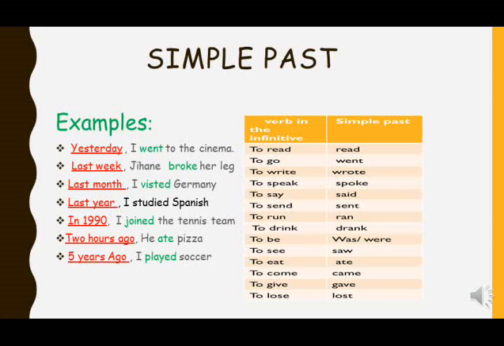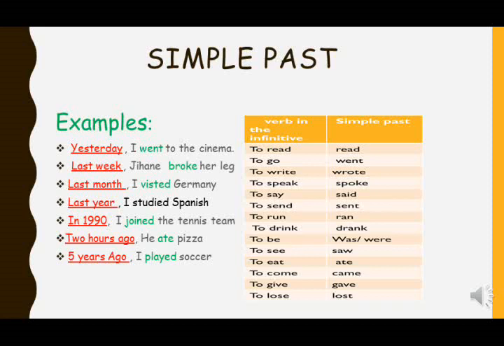Here we move to some simple past examples. Yesterday, I went to the cinema. Last week, Jihan broke her leg. Last month, I visited Germany. Last year, I studied Spanish. In 1990, I joined the tennis team. 2 hours ago, he ate pizza. 5 years ago, I played soccer. I underlined some time expressions in order to make you remember them.